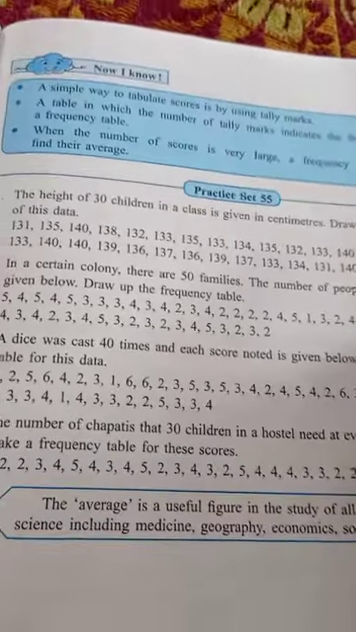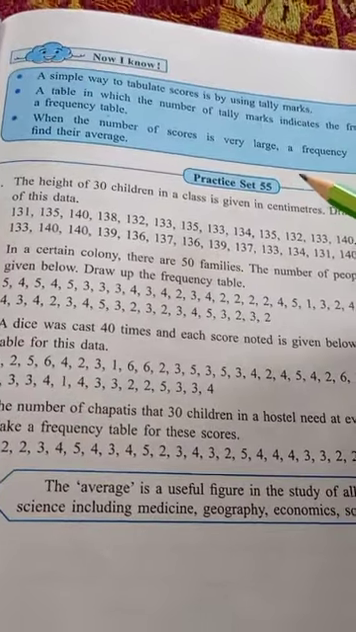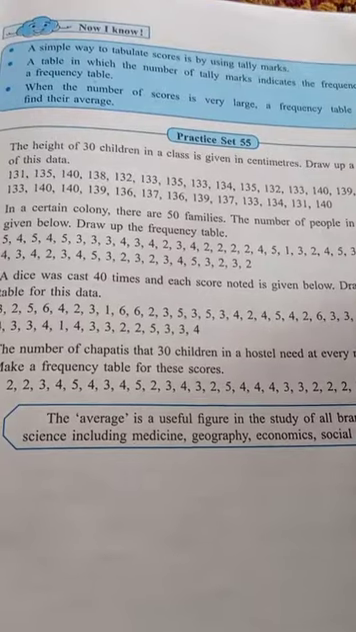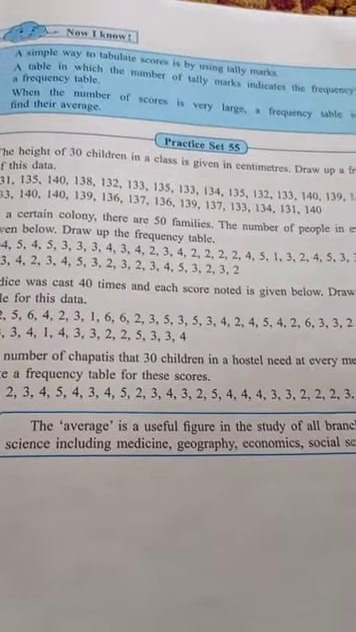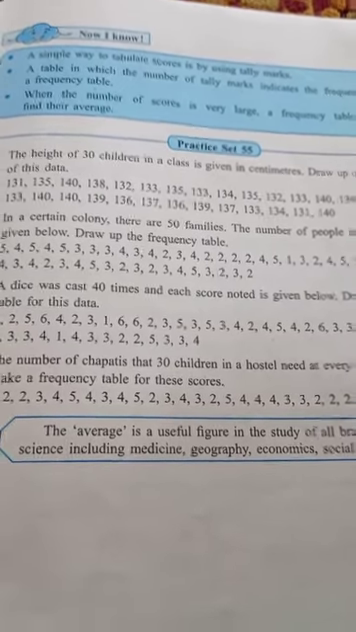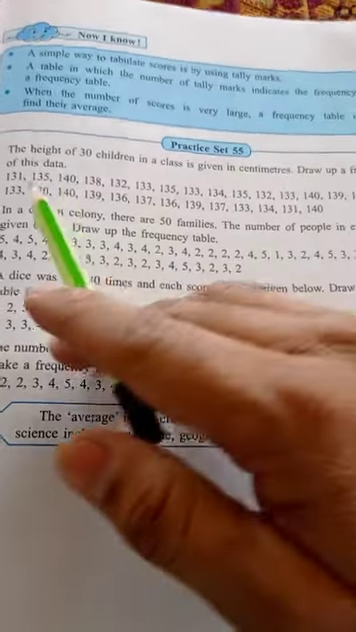See here, the next part will be our practice set number 55. In the first video I explained what is done by the frequency table and how to make the frequency table. And here, for making a frequency table, it is compulsory to make 3 columns. Then I will take examples one by one.